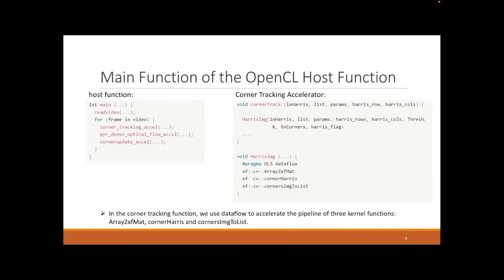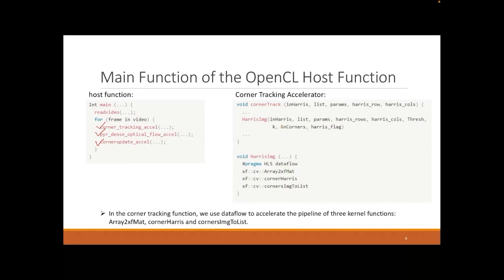So for the left side, there is a host function. The pseudocode is simple. We read each frame from the video, and then we use a for loop for each frame. First we compute the corners, then we compute the optical flow, and then we update the corners. For these three functions, we will use the HLS kernel to accelerate.